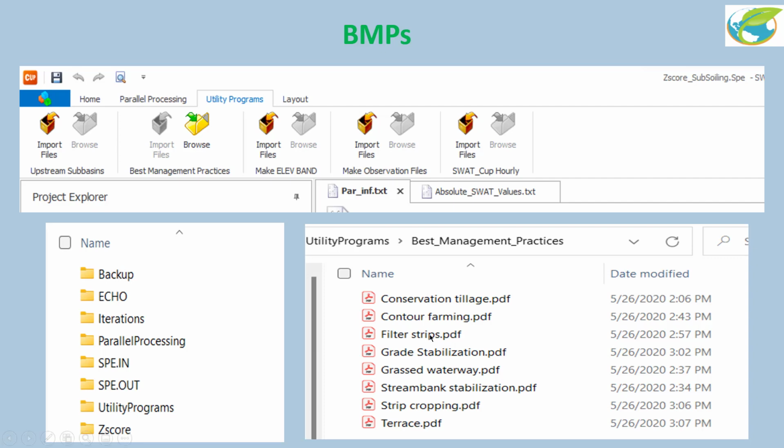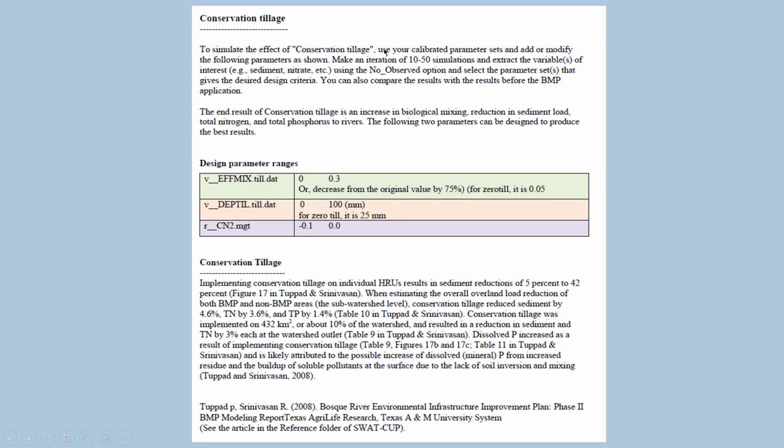Now, I prepared these files, and if you look at the different files, for example, conservation tillage, you get a small explanation of what it is. You get a paragraph about the end result of conservation tillage. And then you get the design parameters that you need to address for conservation tillage. Zero till would be here. So if you put this to 25 millimeter, you will be simulating zero tillage. And the CN2 should have a range between minus 0.1 and 0. And then there is an explanation and literature and references.